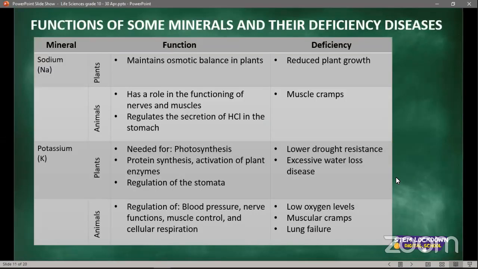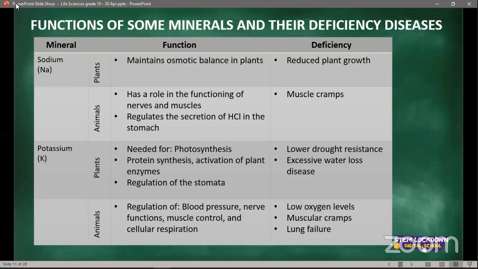Now, functions of some minerals and their deficiency diseases. Minerals are types of inorganic compounds. So we have sodium. We are going to talk about all these minerals and their functions and the deficiency they cause in both plants and animals.